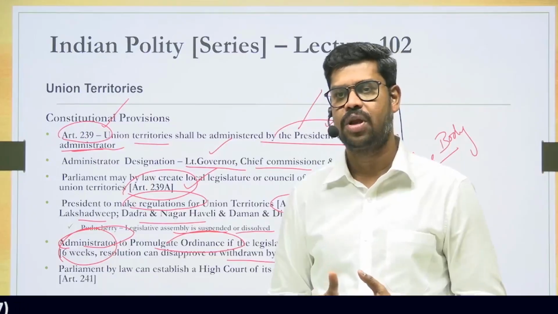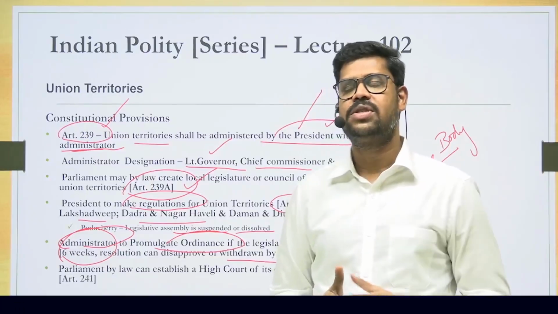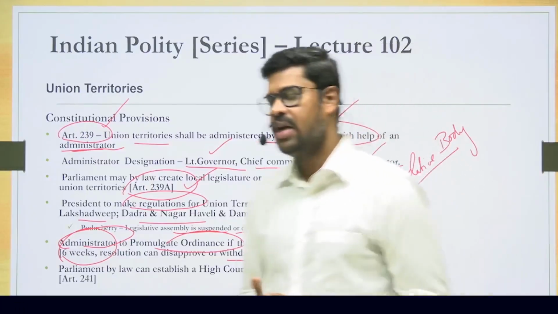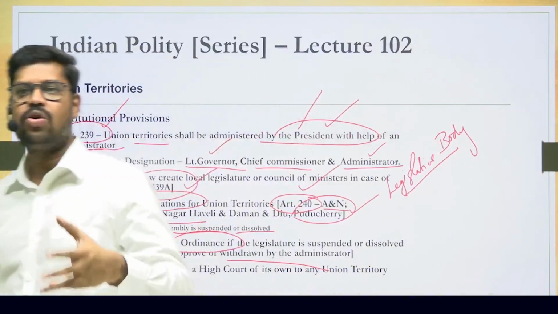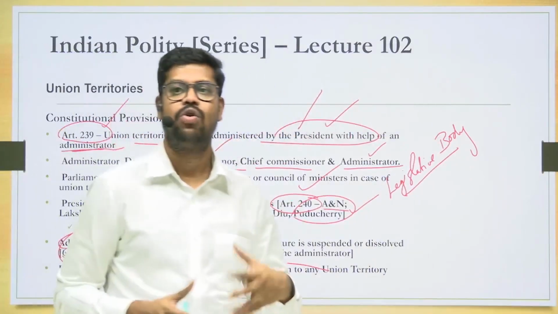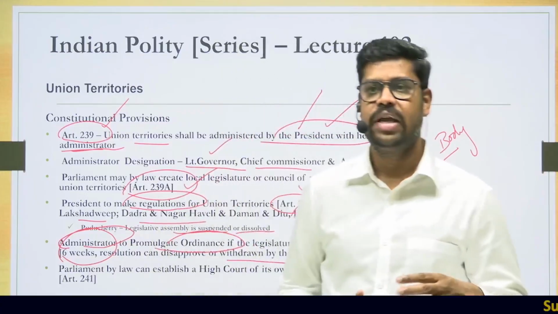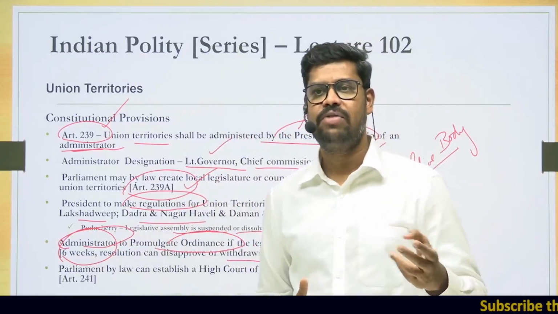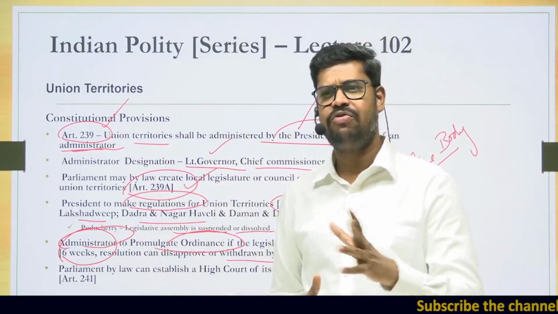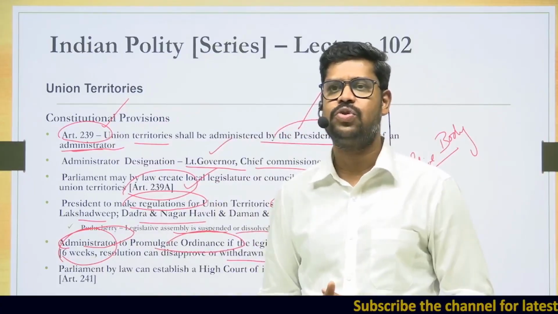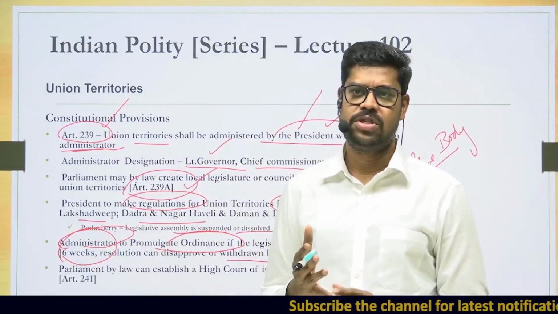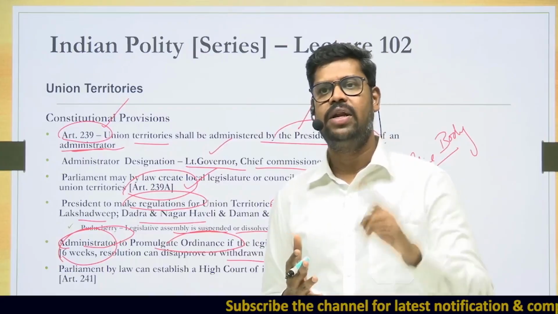Apart from all those things, if any union territory wants to have an independent high court of its own, today not every union territory in our country has its own high court. Only very few union territories have a high court of their own. Say for example, Delhi is one such example. And apart from Delhi, it is only Jammu and Kashmir.